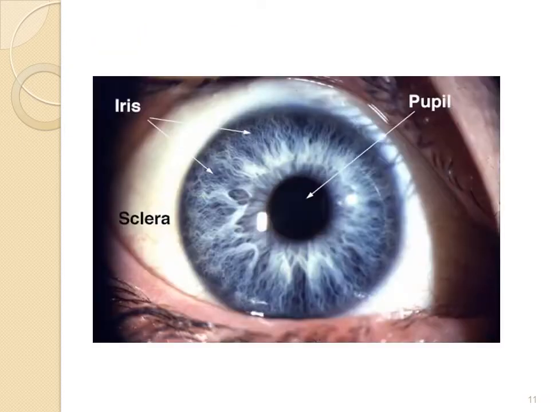In this picture, you can see the iris, pupil, and sclera. That's clear in this picture. We can see three structures of the eye: the iris, the pigmented part, and the sclera, which is the white part, and the pupil, which is the dark part inside the eye.